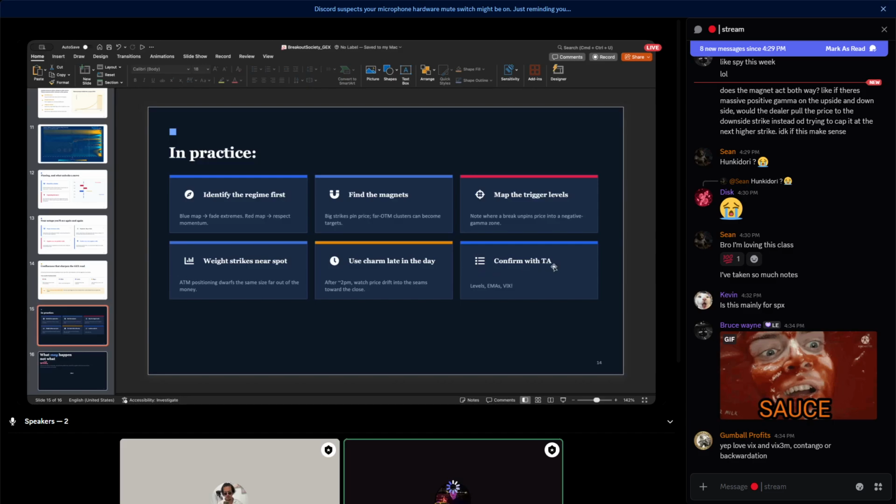And finally, this is the most important part. Confirm it with TA. Don't enter a blind trade just because the gamma looks good. You will probably get burned. You need to have your levels marked. You need to understand the EMAs on multiple time frames. Master one time frame if you need to, and just get really good at that over and over again. GEX is not a tool that you can use on its own. It's the environment only. You need to make sure your TA is aligned. If your TA is not aligned with it, then it's no trade.